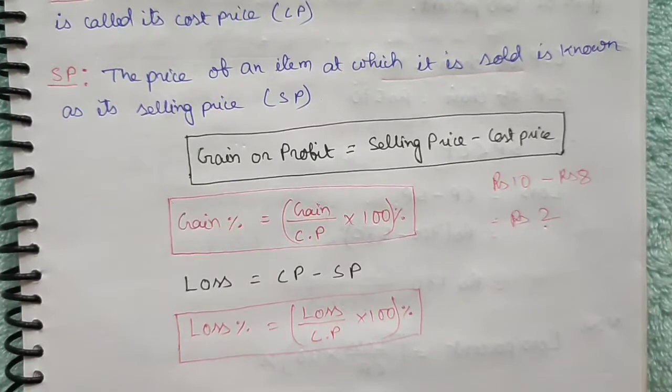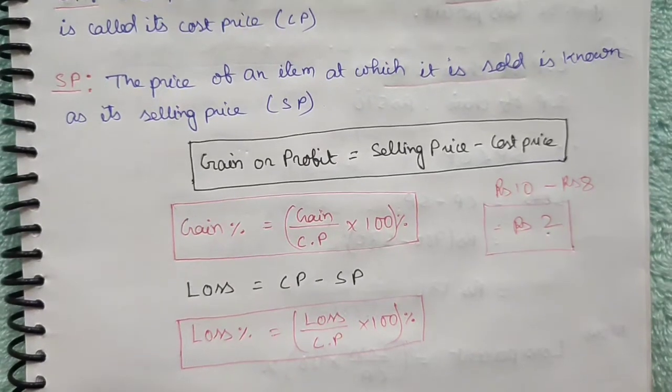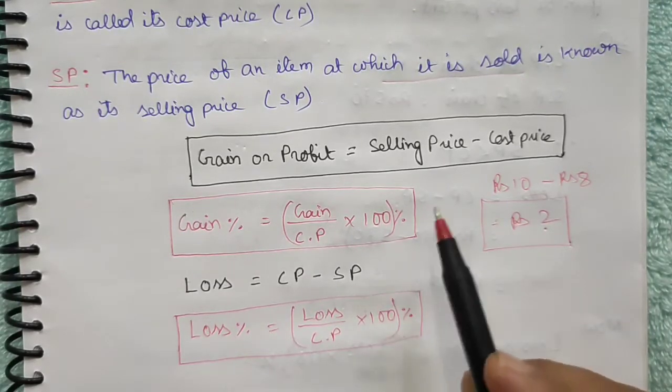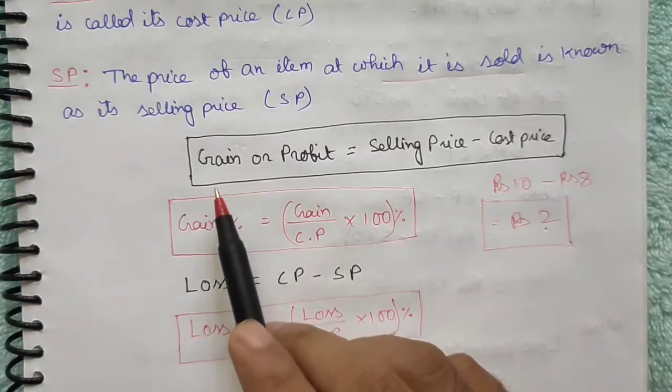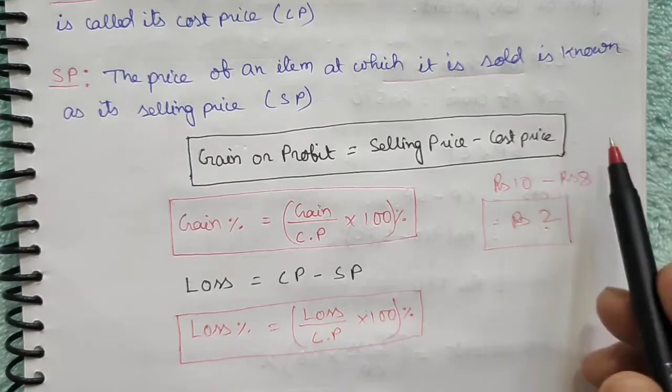I think you have noticed offers like 5% off, 10% off. These percentages are amounts of something. So now we have come to know how to find out how much we have gained. What will be the loss? If gain is selling price minus cost price, then loss will be what?